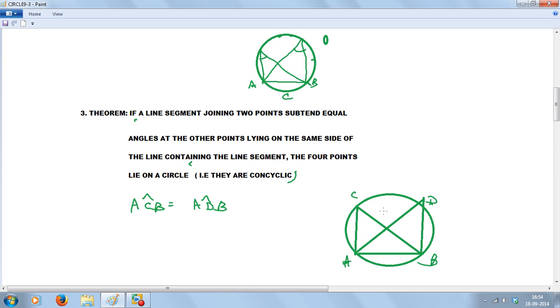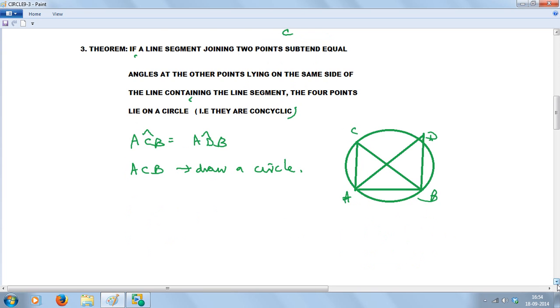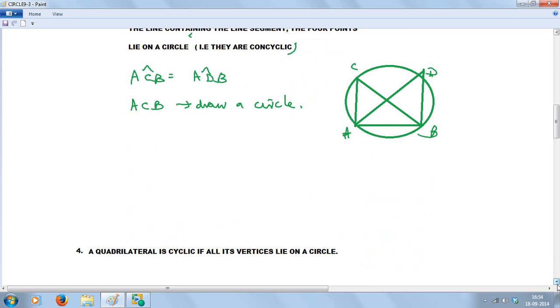So how to prove? Let us first draw the circle. The 3 points A, C, B are non-collinear points, so we can draw a circle through them. And let us assume D is a little outside or inside the circle. So let us assume the point D is just outside this circle, or it can be inside also. Let us say the point where the circle meets is D dash.